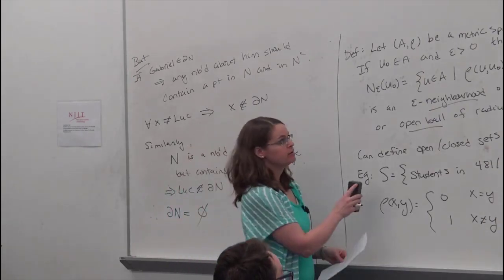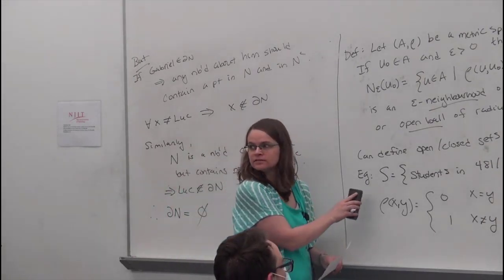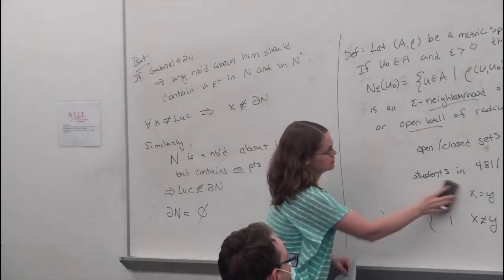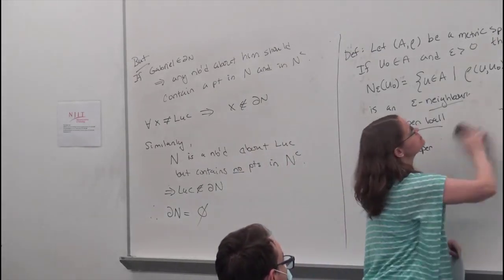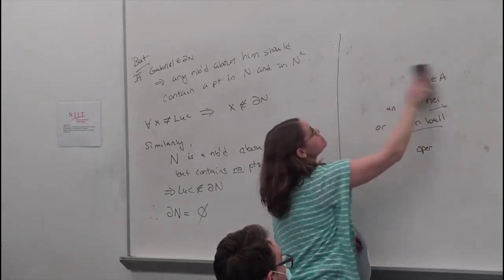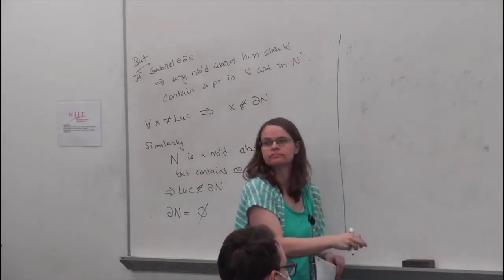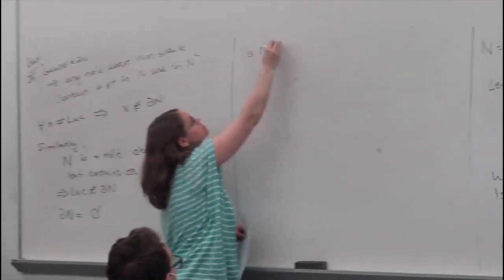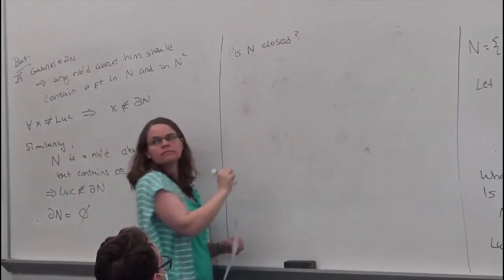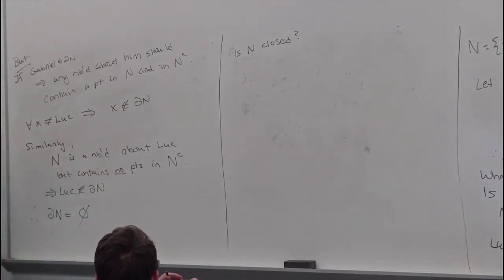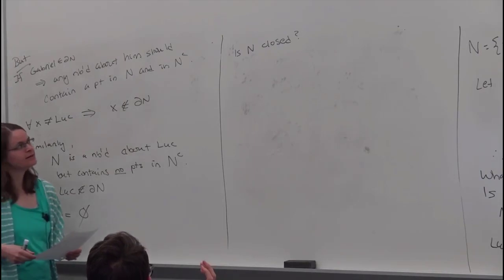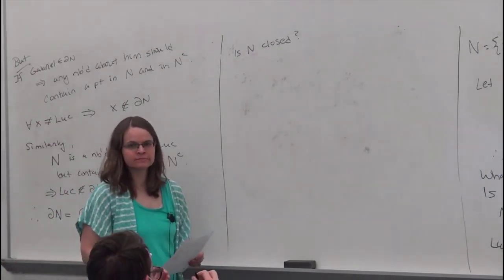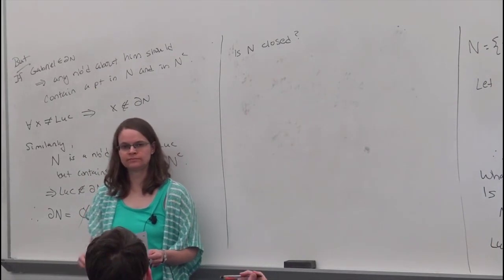Okay, is the set closed? We know it's open. Is it closed? So if it contains all its limit points, I guess, then it's a closed set. Yes. You think it's closed? How come? Because you can take any person in the class and draw a neighborhood.